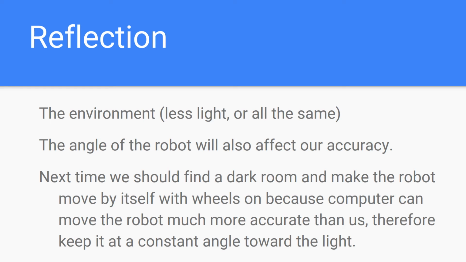Second, the angle between the robot and the light source may also affect the accuracy. To improve that, we can add motors and wheels to the robot and let it move by itself. This way it is easier to keep it at a constant angle toward the light.